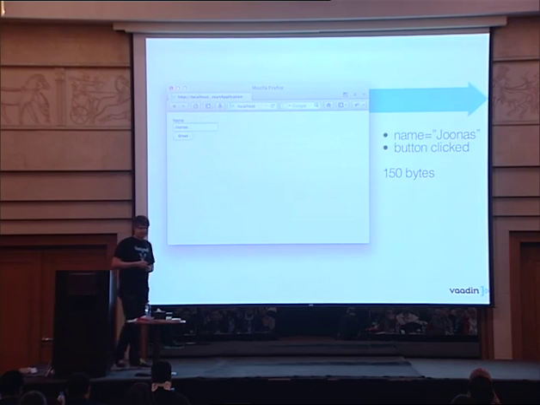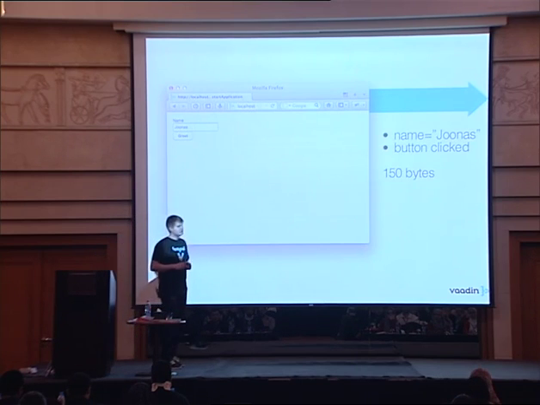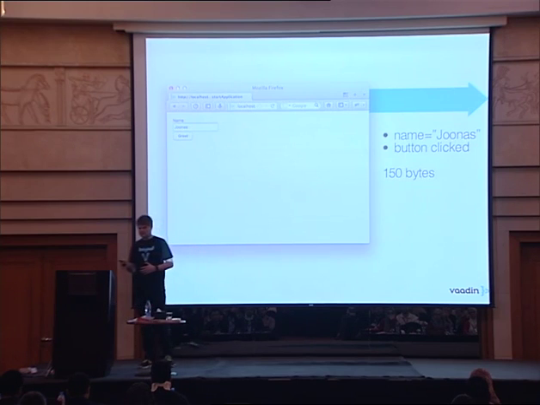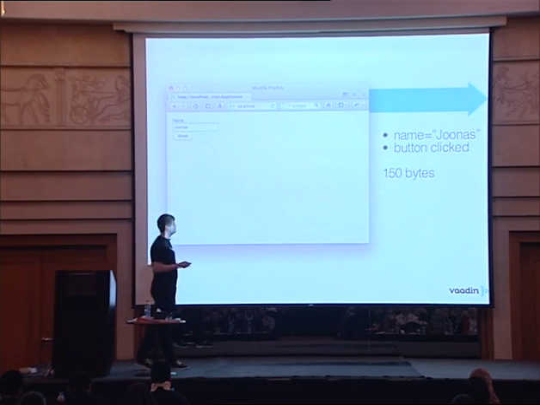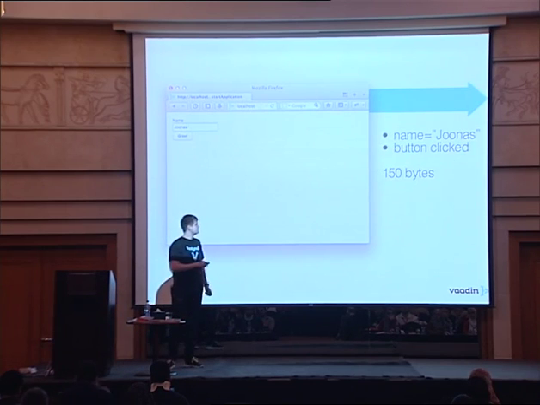Okay, what is in the AJAX call? It basically says that, hey, the user put the text Joonas in the text field name and clicked the button. And this is a queue. If I had done like 10 different things, they would be here in order in a queue. This gets sent to the server side of your application. This is 150 bytes, so it's really, really efficient.